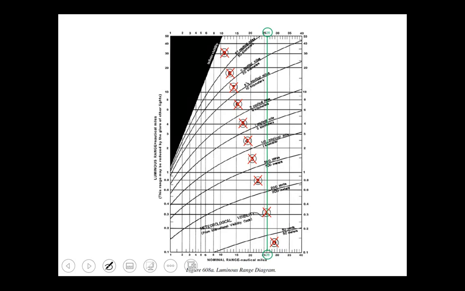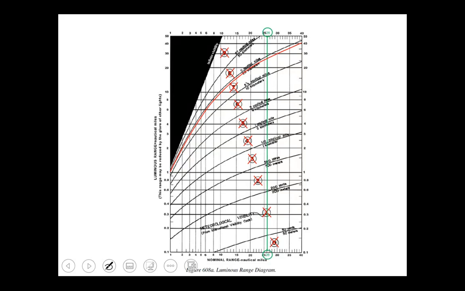In this case, we were told it was 10 nautical miles. As you can see, that's not one of the standard arcs. It's going to be somewhere in between the 11 nautical mile arc and the 5.5 nautical miles, probably much closer to the 11, I would say just below it. So I estimate it's going to be just below the 11 nautical mile arc.